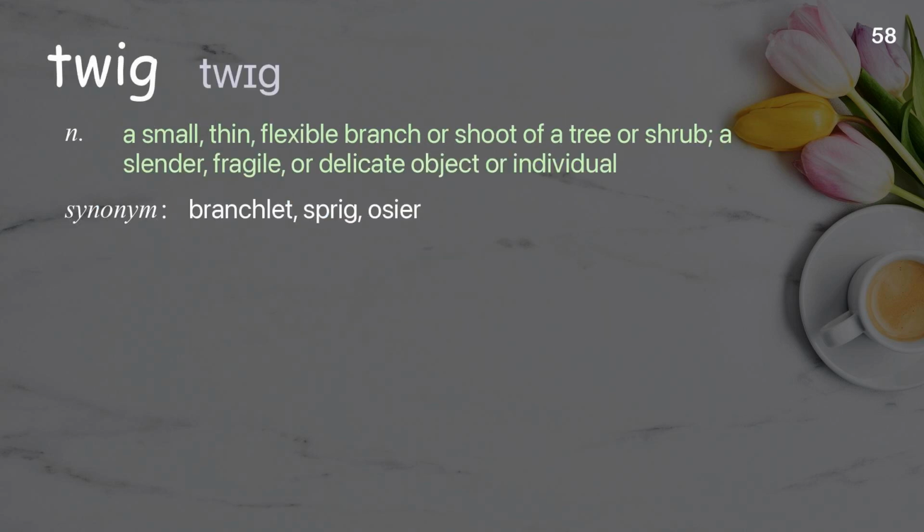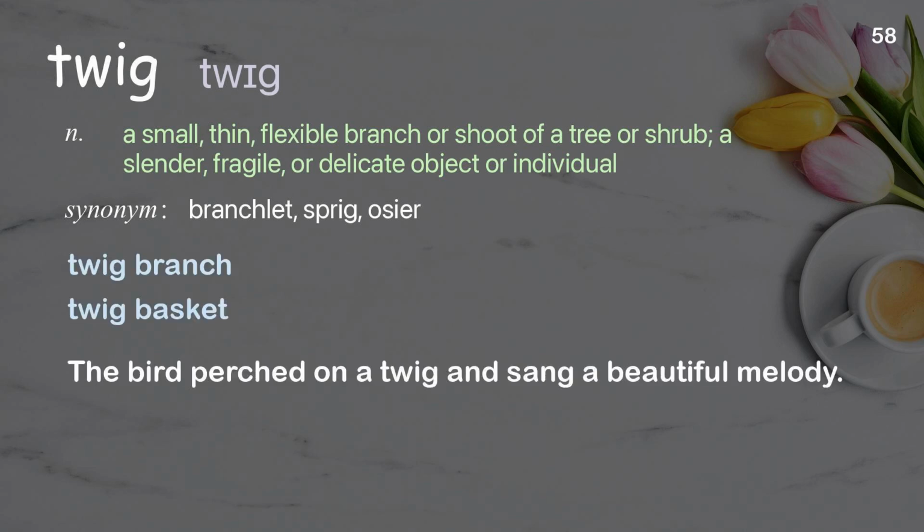Twig. A small, thin, flexible branch or shoot of a tree or shrub, a slender, fragile, or delicate object or individual. Examples: Twig branch. Twig basket. The bird perched on a twig and sang a beautiful melody.